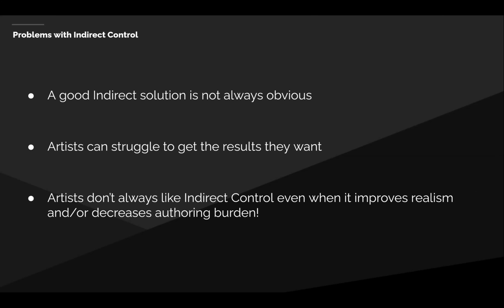So indirect control, it's not popular, right? Artists often dislike it. They can struggle to get the results they want, and the solution might not even be obvious. And even if it decreases the authoring burden, they still might not like it. So for the specular map example, it's easier to just have a metalness map and a grayscale specular map than to try and get the color from the diffuse map and bake that into the specular map. So there's actually more authoring involved in the old way, but they still prefer it because they feel more in control.